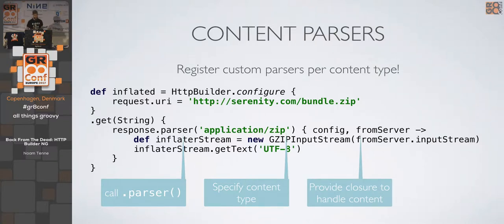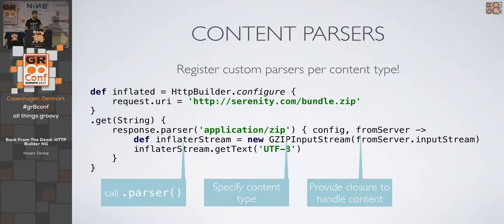And this closure knows what to do with the zip stream. And in this case, you can see I construct a new zip stream. Because it's nice and groovy, I can also just directly get the text, not meddle around with the streamy stuff. I have a string directly in two lines. And this will happen every time I encounter this type of data.